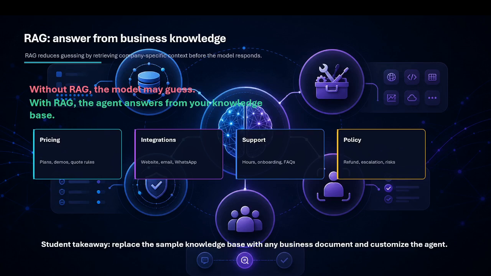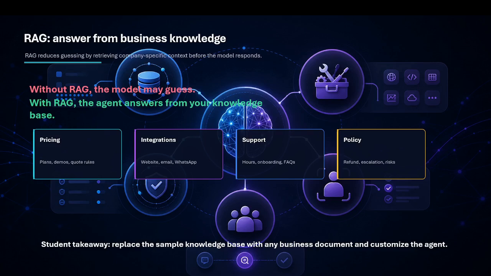Now let us understand RAG. RAG means Retrieval Augmented Generation. Do not worry about the term. The idea is simple. Before the AI answers, we first retrieve relevant knowledge from our business documents. Then we give that information to the model so it can answer using company-specific facts.